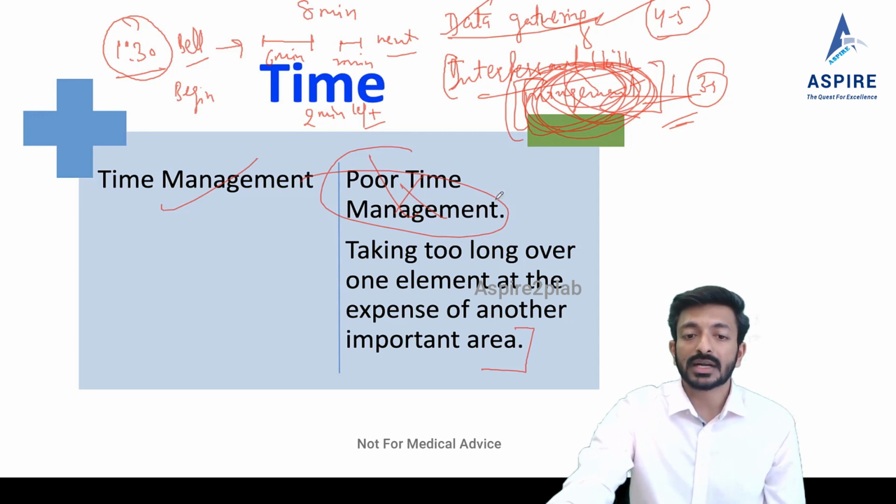If there is any poor time management, they might give you a tick in the time column. If you're taking too long in one of the domains, they might give you a tick in the time management, because your time was not appropriately managed, right?